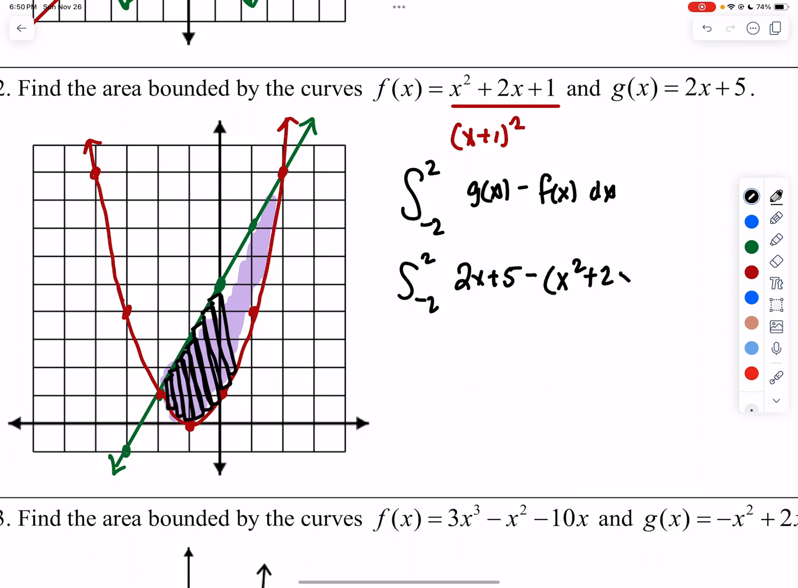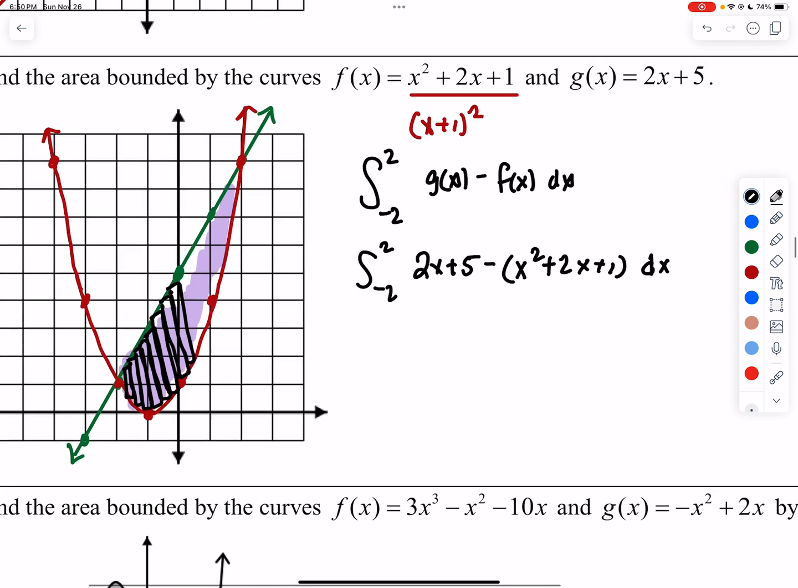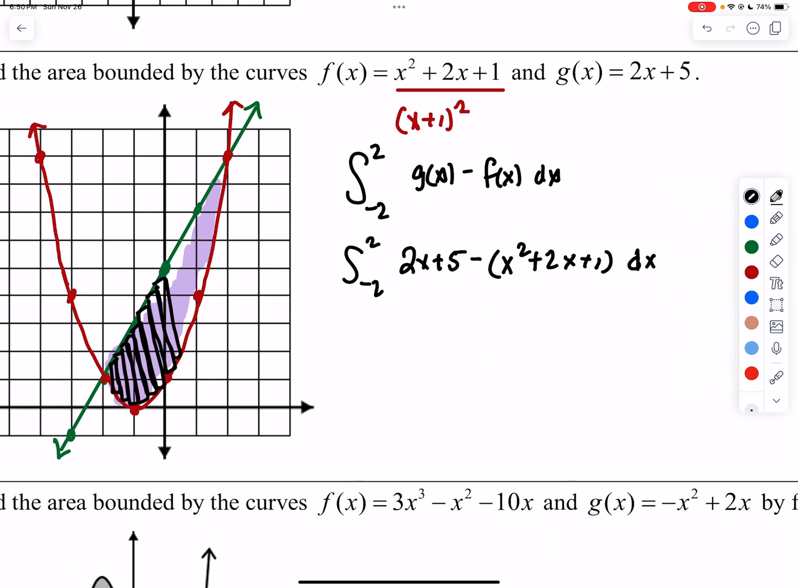Minus x squared plus 2x plus 1. And then my f of x, aka my parabola, is at the bottom. All right. That's going to be the setup.